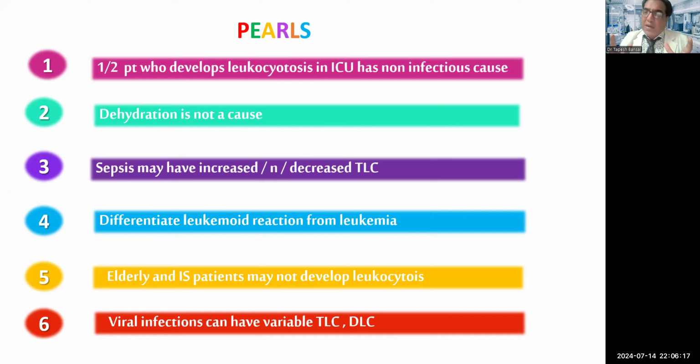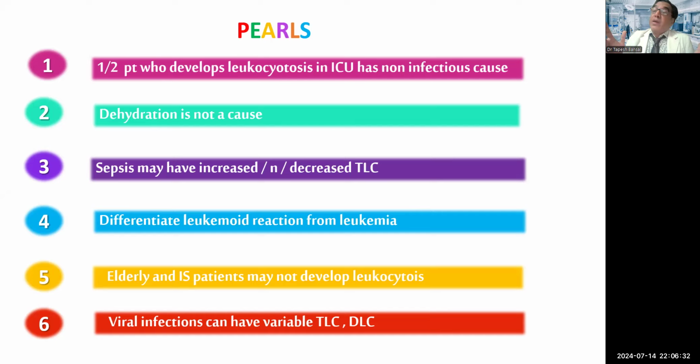Now, sepsis may have increased, normal or decreased TLC. And there's a condition known as leukemoid reaction. Sometimes the patient has a 70,000 count suddenly, and you're not sure what it is because 70,000 is like a leukemia. But this can happen with an infection also. And this is called a leukemoid reaction.